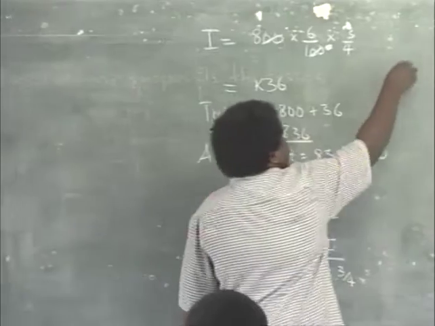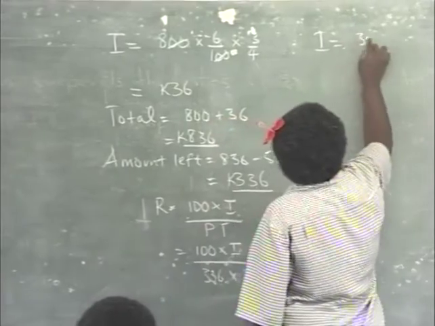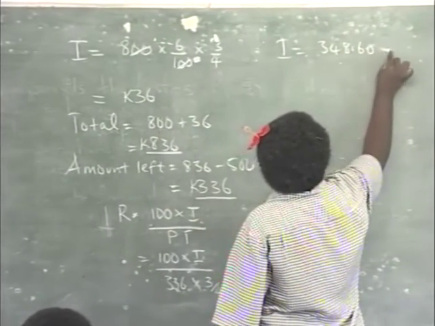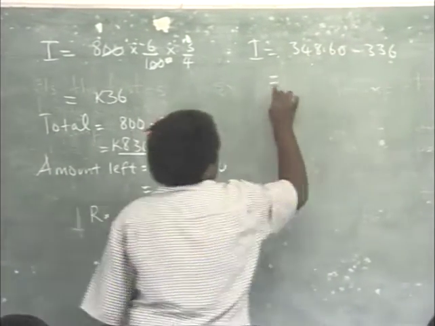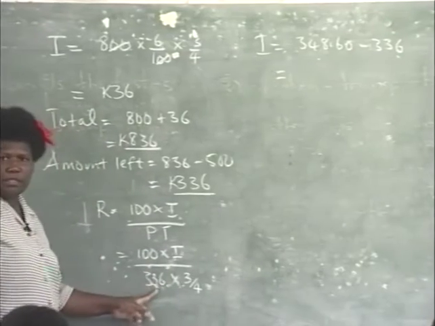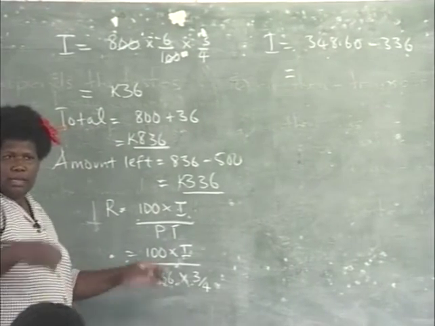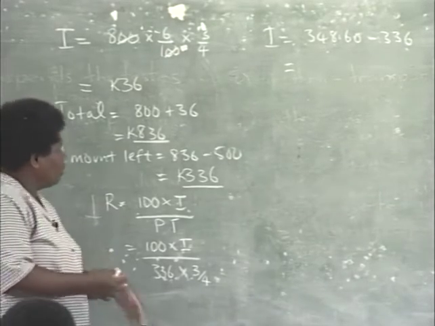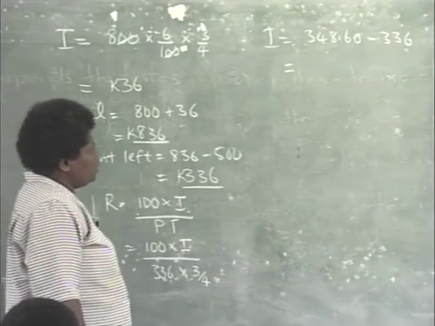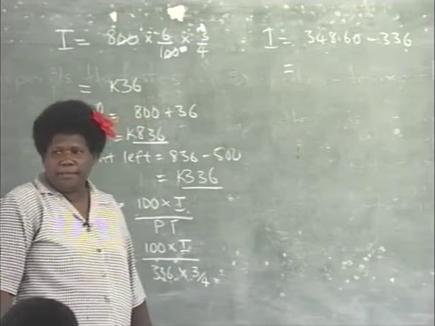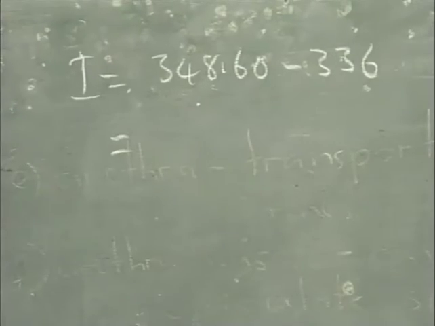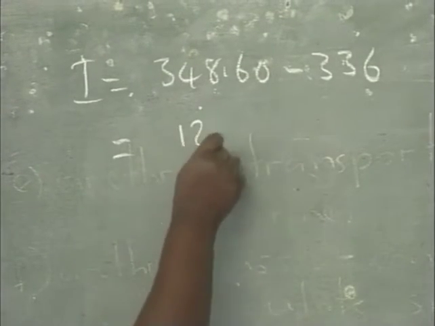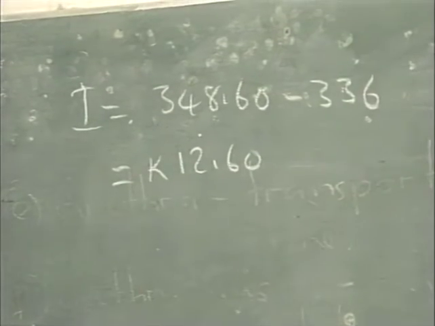You minus 336 kina from 348 kina 60 toya. Very good. So the interest is 348 kina 60 toya minus 336 kina. You just told me that is now the new principal. So the total amount take away the principal will give you the interest. So 348 kina 60 toya take away 336 will give us 12 kina 60. And that's what you put here.